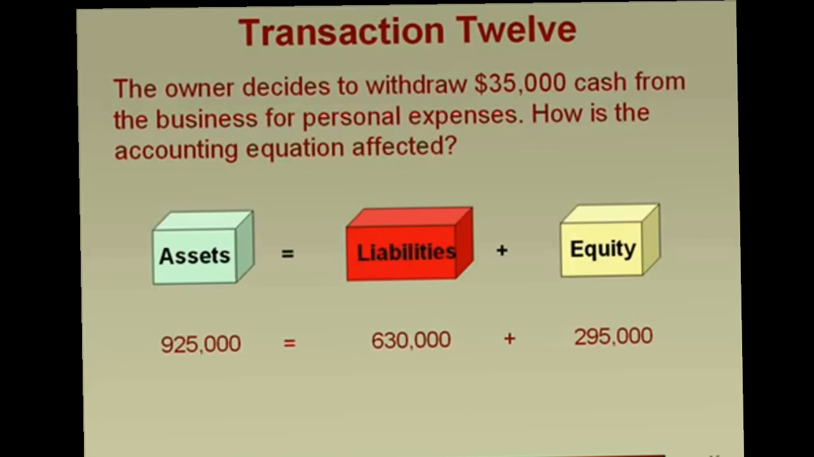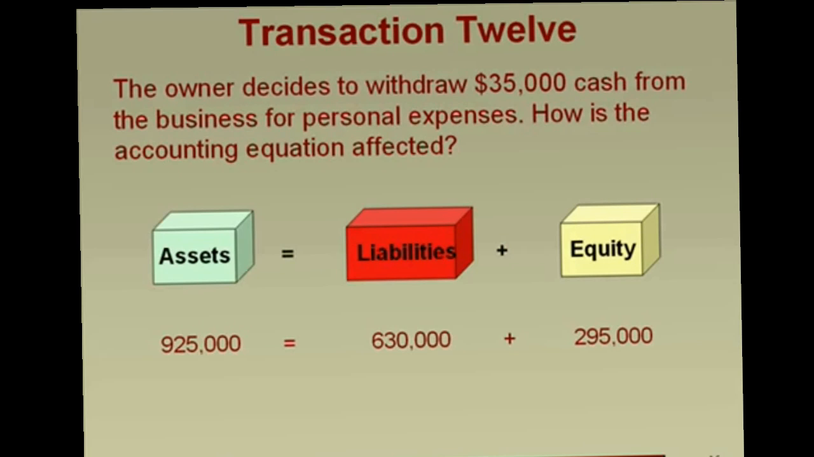From the business point of view, they paid out $35,000 cash. Just remember, every transaction, think of it from the point of view of the business. Business lost, or there was an outflow of $35,000 cash. Cash is an asset, so assets should go down 35. When an owner withdraws money for personal use, it's not an expense.